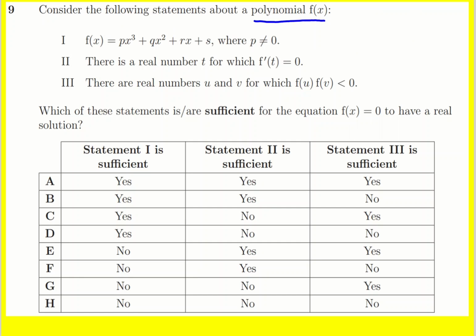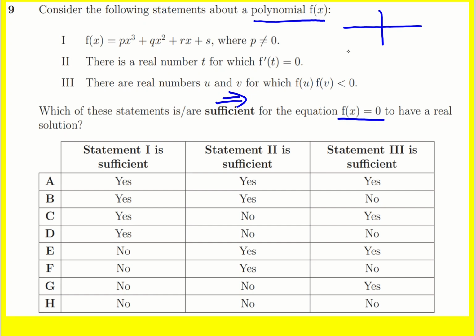We've got a polynomial f of x and three statements, and we're asked which of these are sufficient for the equation f of x equals 0 to have a real solution, i.e. which of them imply that f of x equals 0 has a real solution. So if we have a cubic polynomial and we set it equal to 0, do we have to have a real solution?